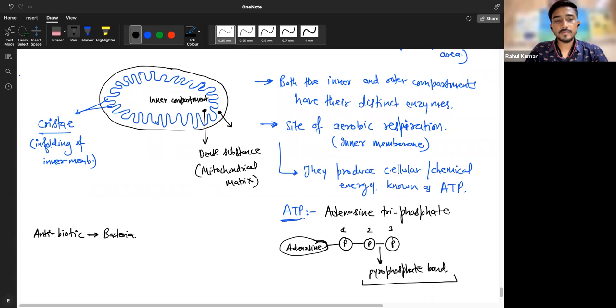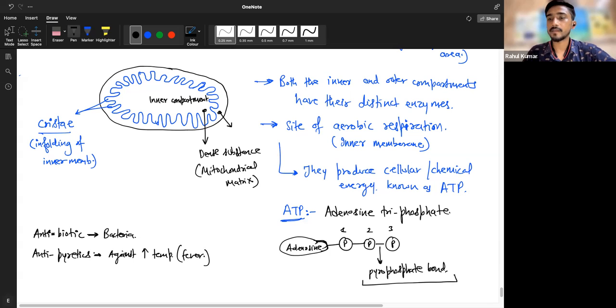What do we use for pain? Forget pain. What do we use for fever? Those are called antipyretics. Paracetamol, Dolo, or whatever you call them, they are called antipyretics. The word anti means against, and pyretics is against high temperature or fever. You understand, everyone? Iram, Aisha?